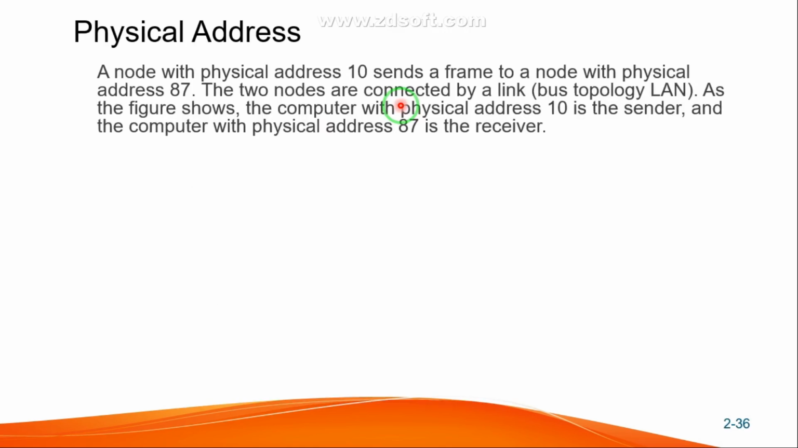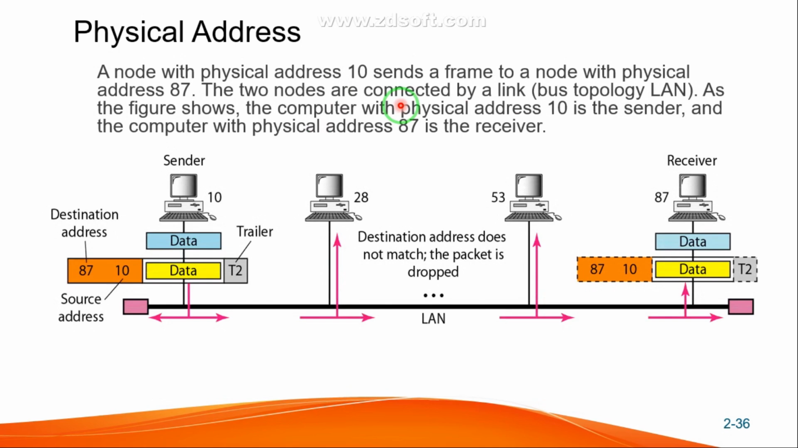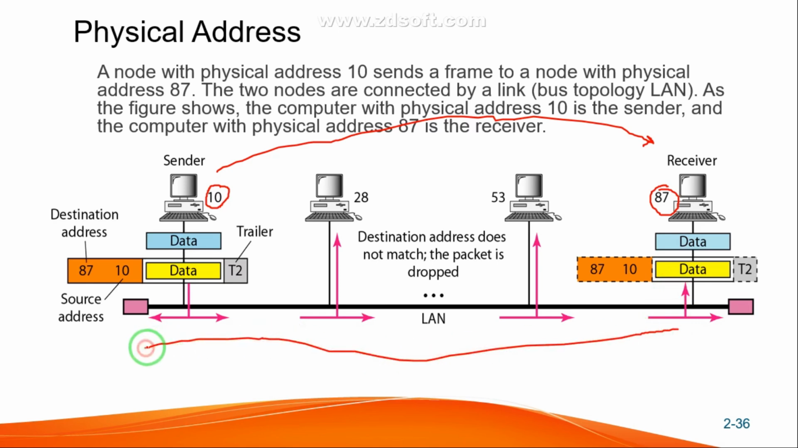So now we will discuss the physical address. Suppose a node with address 10 wants to send a frame to a node with physical address 87. So they need to communicate with each other like this. These two nodes are connected by a link. See, this is the bus topology. You can see these are the two nodes, 28 and 53.